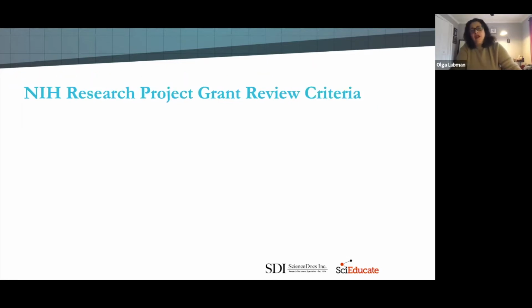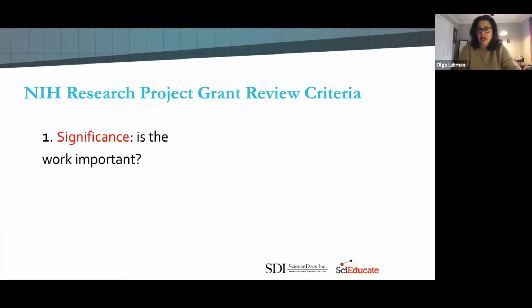Now let's take a look at the way that your grant proposals get scored by the NIH. You get scored on 5 distinct elements, and they're very, very similar to the 8 elements introduced in Lean Canvas. Significance. Is the work important?